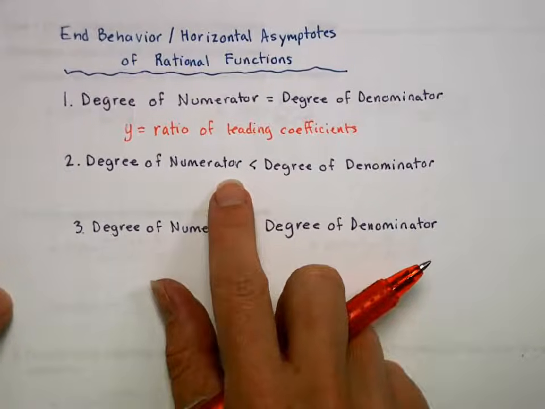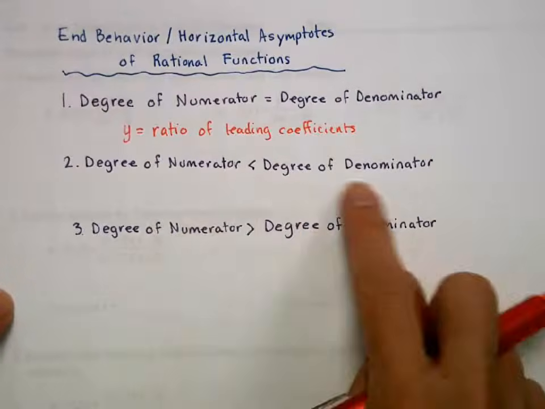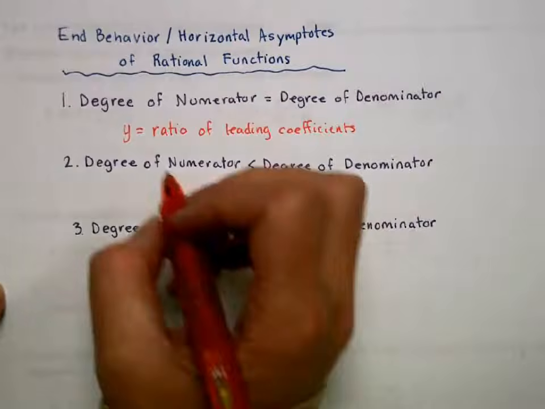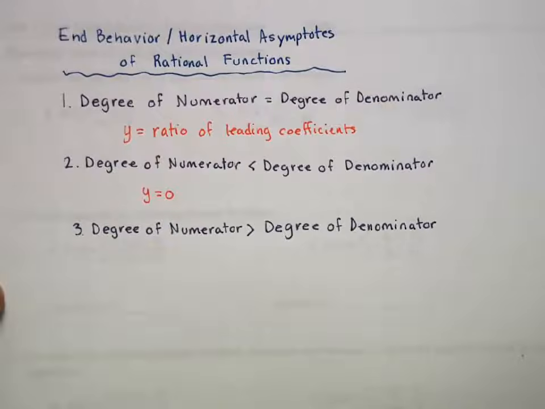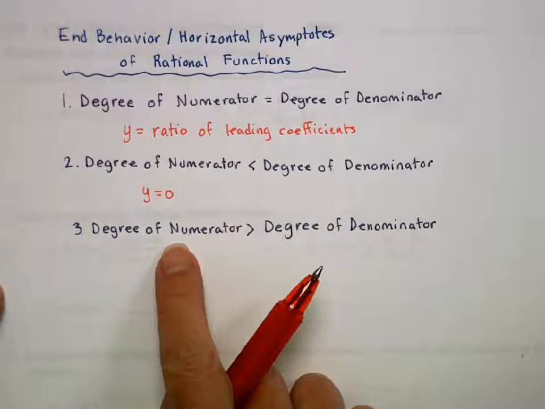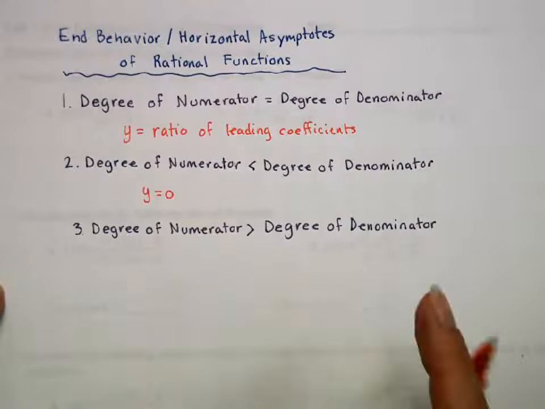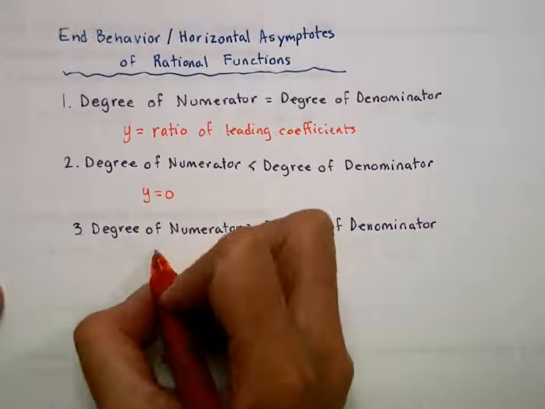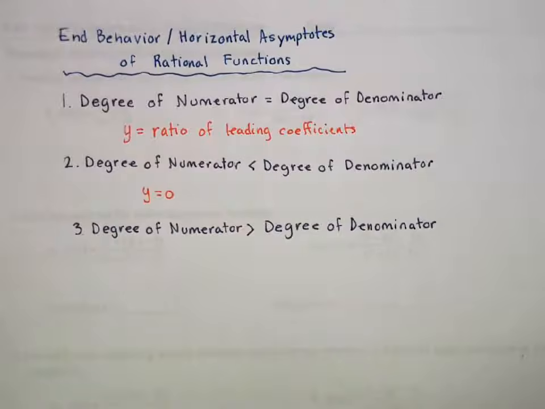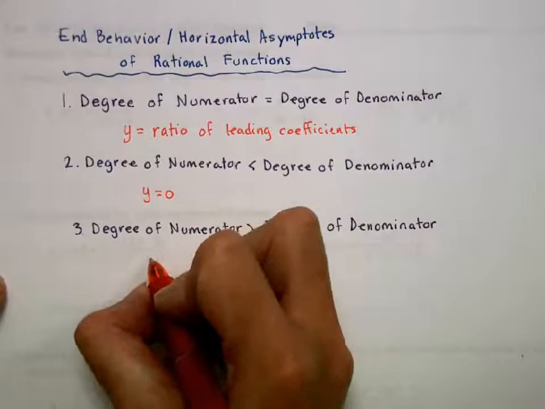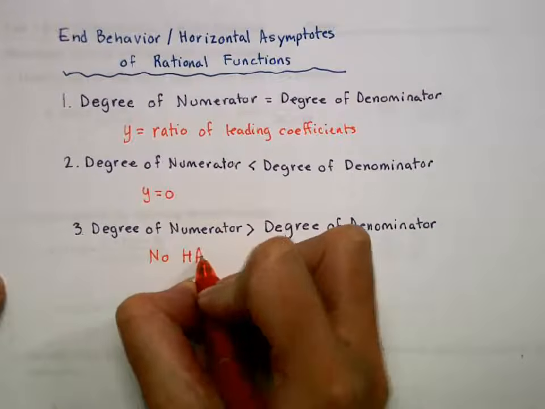Second case is if the degree of the numerator is smaller. That means the bottom's going to be growing a lot faster, which means it's going to end up going to 0. Versus if the degree of the numerator is bigger, then that top's going to grow faster. So the end behavior is going to match our reduced form. But there is no horizontal asymptote.